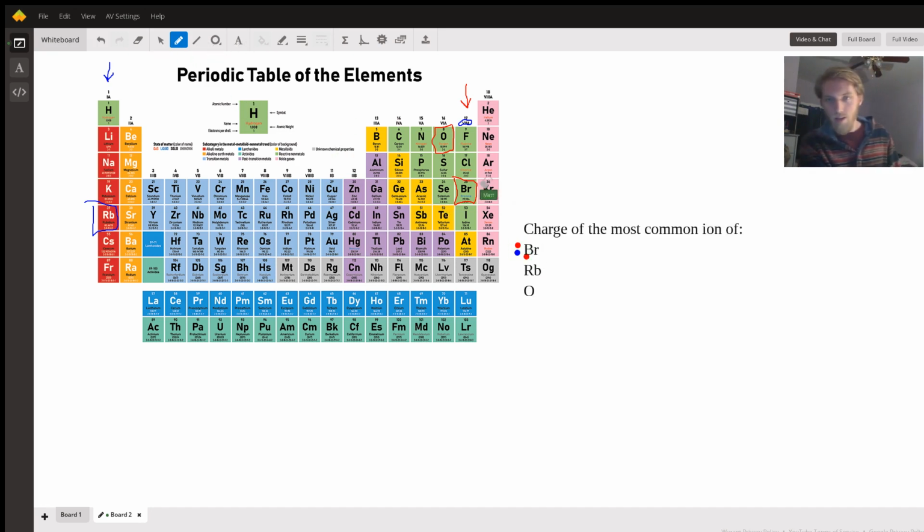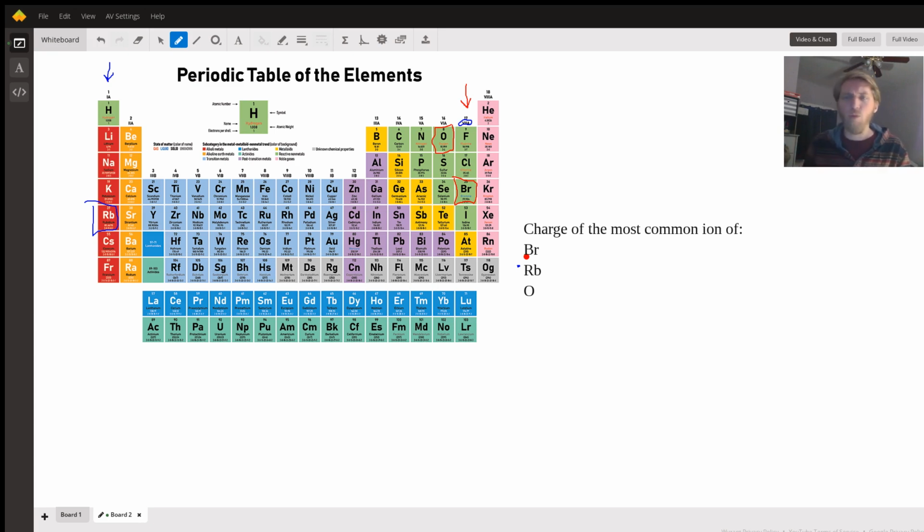So bromine is -1. Now let's look at rubidium. Rubidium's over here in group 1. That means it's got 1 valence electron. I'll use blue for rubidium, and boom. Rubidium has 1 valence electron. And rubidium would like to have 8 valence electrons.